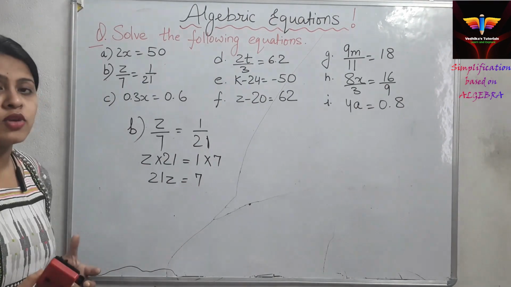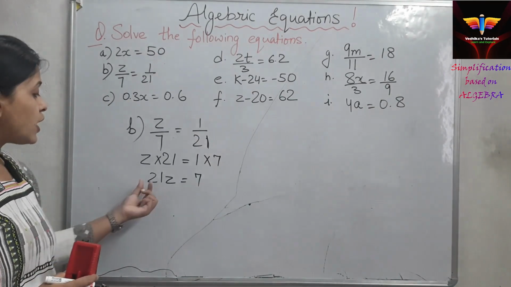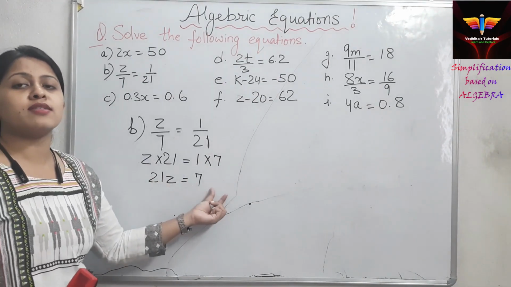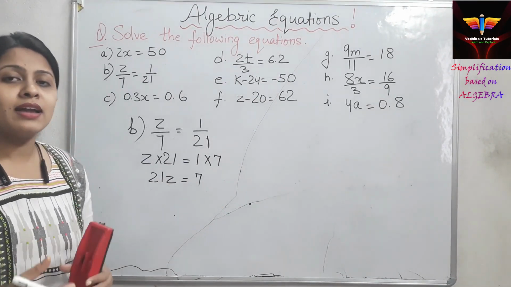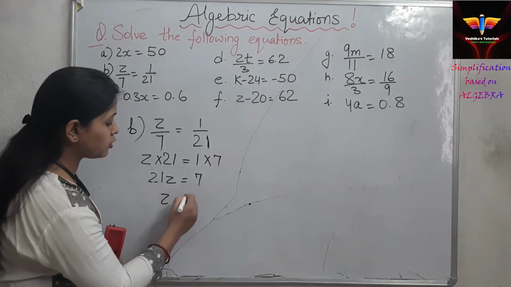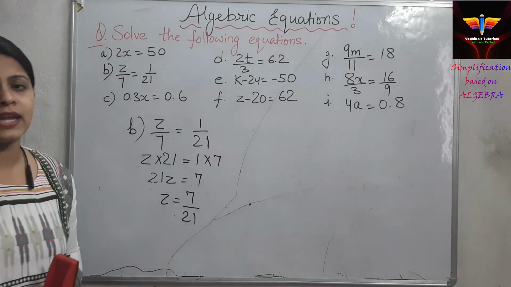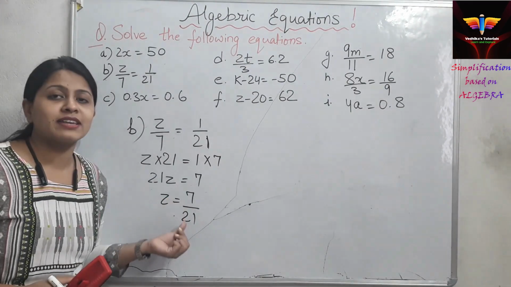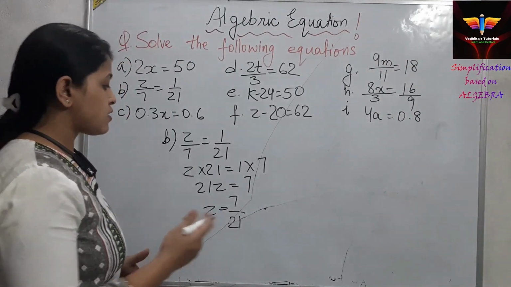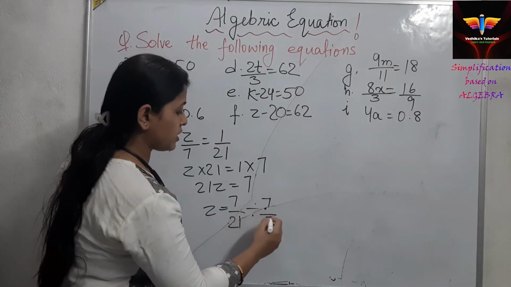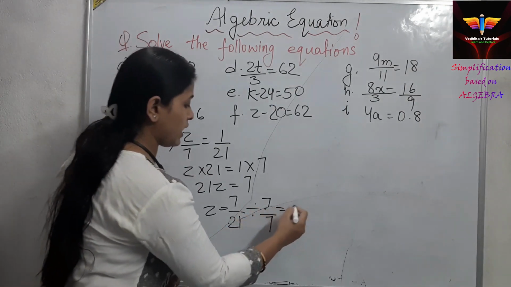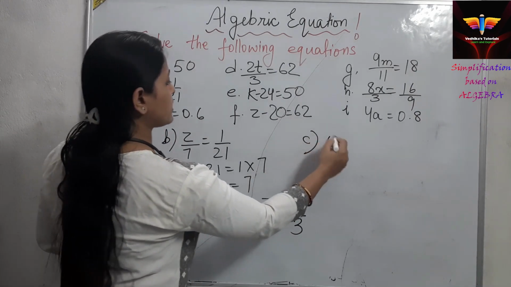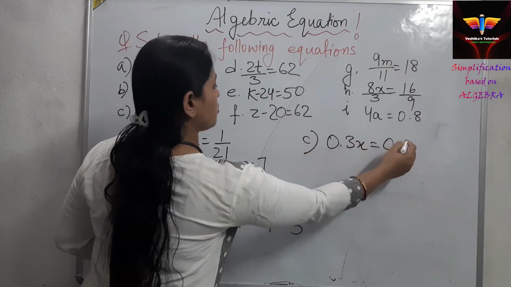Now again, z is equal to what? Here 21 is multiplied with z. So when 21 goes to the RHS side, it again goes to the division part. So z is equal to 7 by 21. We can also convert it into the simplest form. Why? Because 7 is a factor of 21. So we can divide numerator and denominator both by 7, and now we get 1 by 3 as the answer.